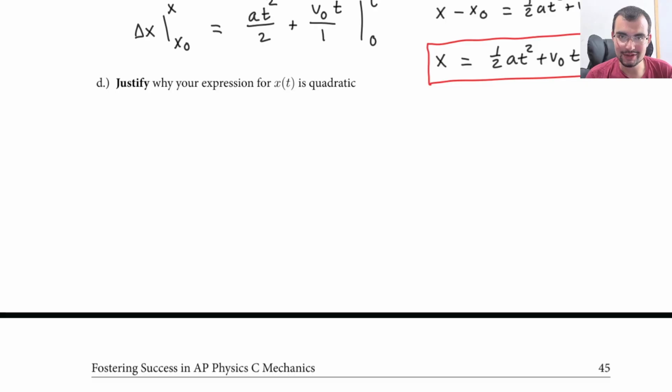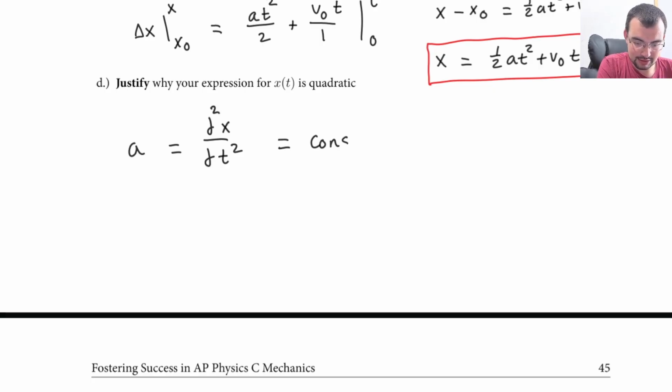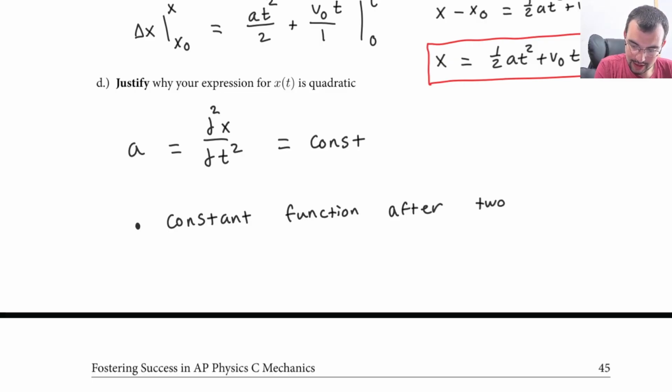So once again, it's this idea of the power rule. So we said that acceleration is two derivatives of x of t, which is constant. So this must mean we need a constant function after two power rules. And we know that that's going to be a quadratic.